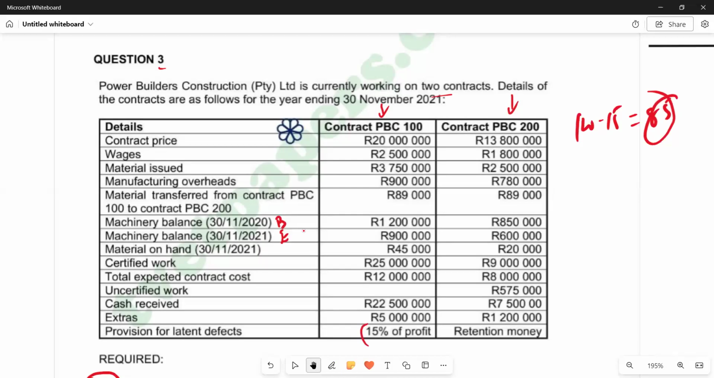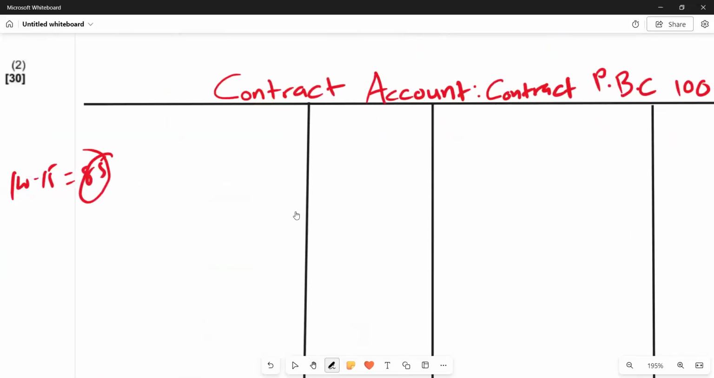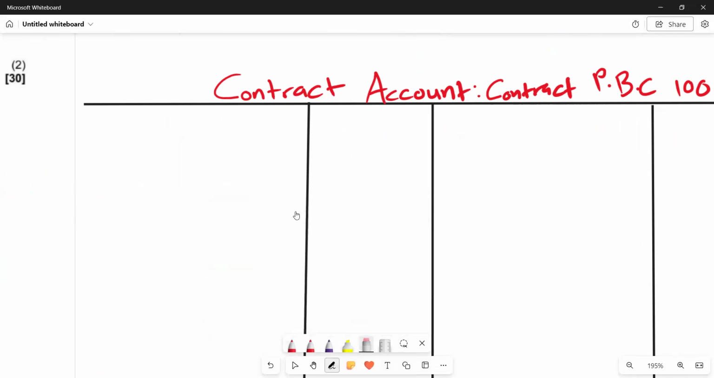So let's go to our answer section. You see that this is our contract account. We are just going to transfer our figures there. We can go through the balances and see what we have, and then after getting our balances, we transfer them to the contract account. So let's go there.